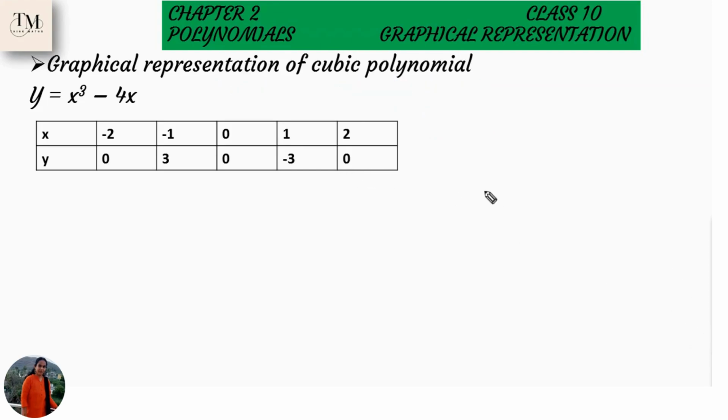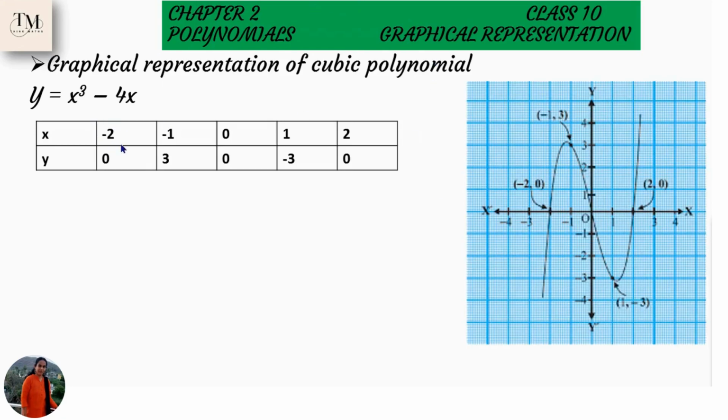So now we should plot the graph. Here I have plotted it already. The first value is minus 2 comma 0. Minus 2 will come on this side, the left-hand side of the x-axis, and for the y value it is 0. So minus 2 comma 0 will come on the x-axis. Next, minus 1 comma 3. Minus 1 is here. A positive value for y will be on the top side. So minus 1 comma 3 is here.